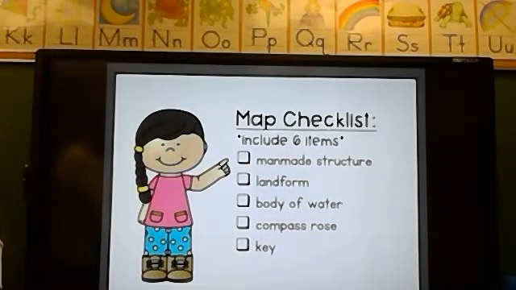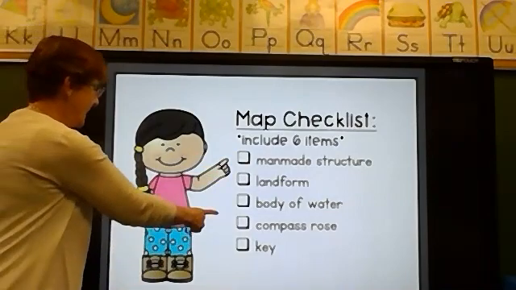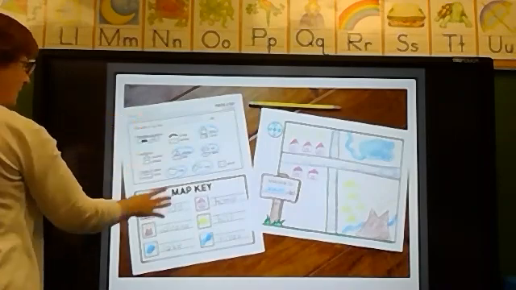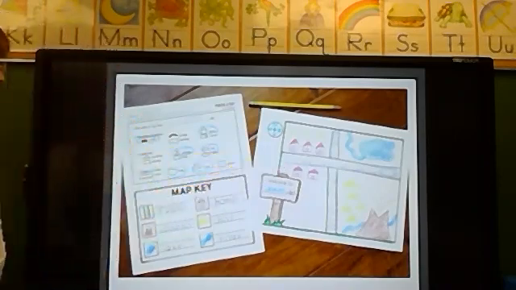A compass rose must be on your map as well as a map key. And this is what you're going to find in your packet as well. And this is step 1, step 2, step 3, okay?